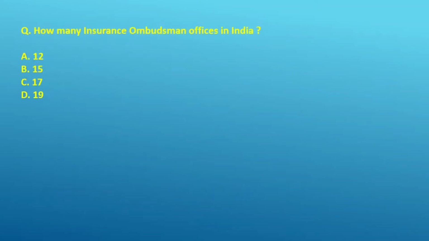How many insurance ombudsman offices in India? Currently there are 17 offices. So the correct answer is C, 17.